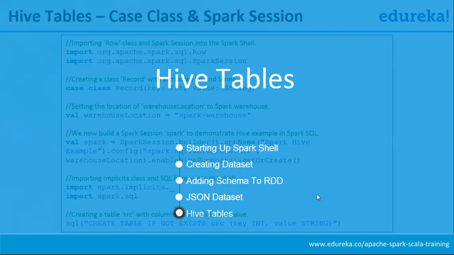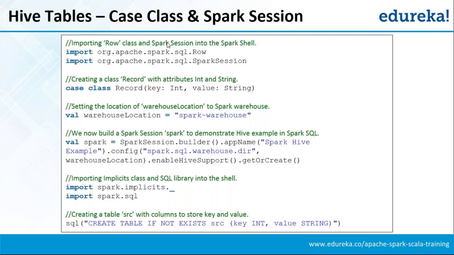Now let's see with the Hive table. If you want to read that, let's do it with the case class and Spark sessions. First of all, we are going to import our Row class and use SparkSession in the Spark shell. So let's do that, where we are importing Row, SparkSession and all. After that, we are going to create a class Record containing a key, which is of integer data type, and a value which is of string type. Then we are going to set the warehouse location to the Spark warehouse. That is what we are doing. Now we are going to build a Spark session to demonstrate the Hive example in Spark SQL. Look at this now.